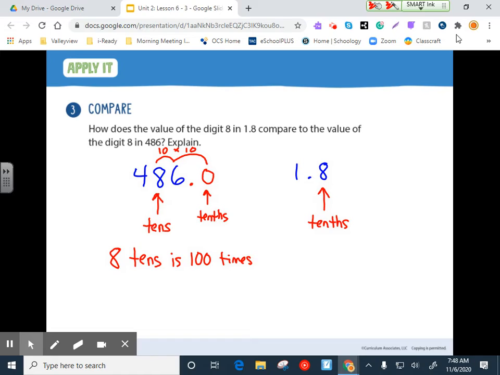For this one, you just put a space here, and this is the tens. This 8, and then we'll divide by 10. So 8 tenths is 100 times smaller. I should have written bigger over here, and I'll do that.